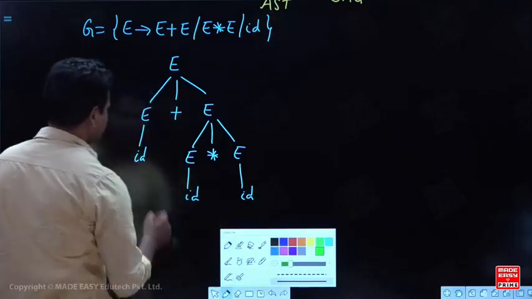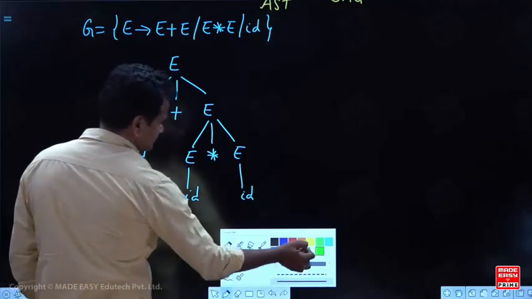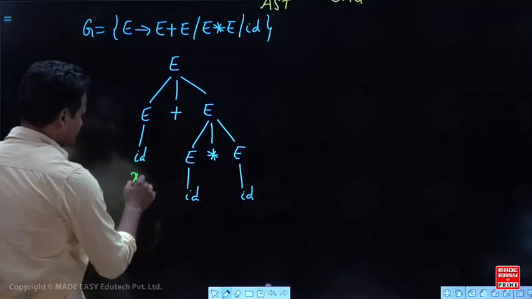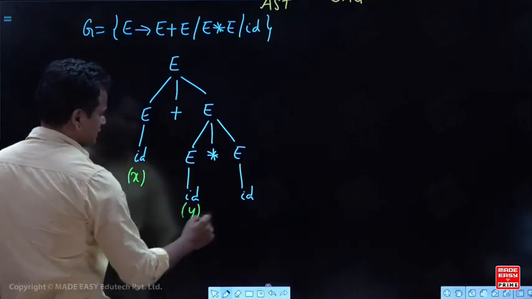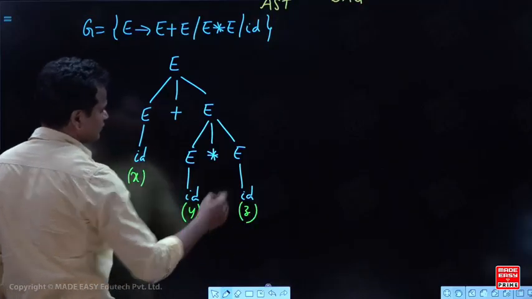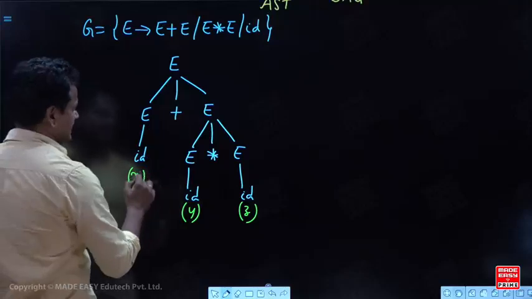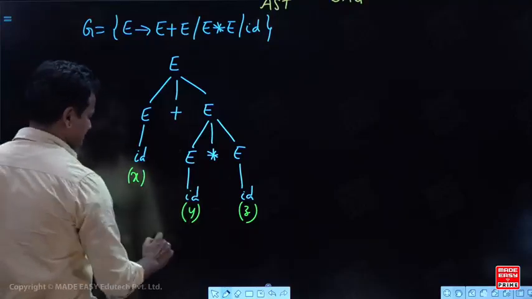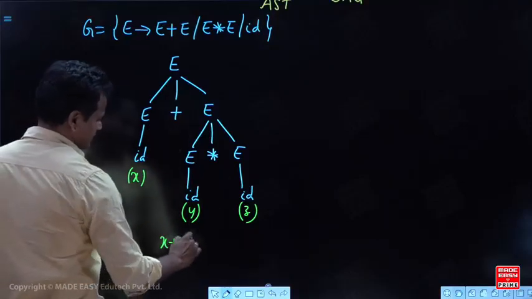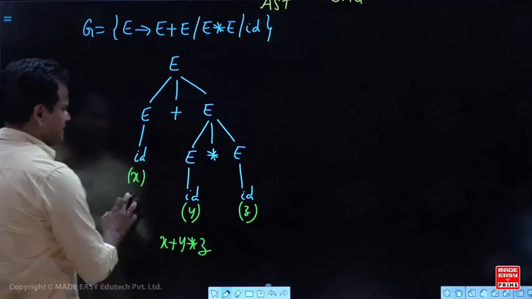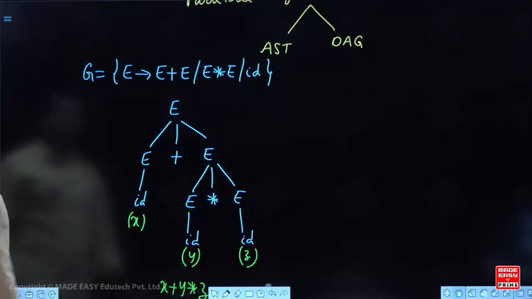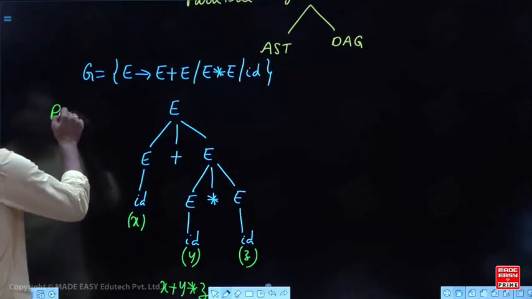Suppose its token values are x, y and z. So what is the expression here? x plus y star z. Yes or no? x plus y star z is the expression for this tree. So this is a parse tree.